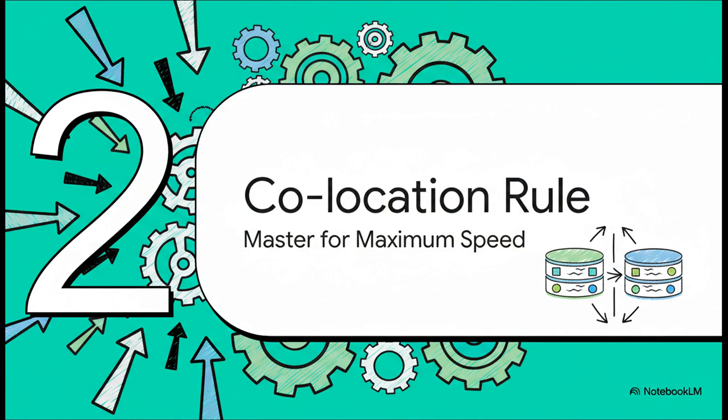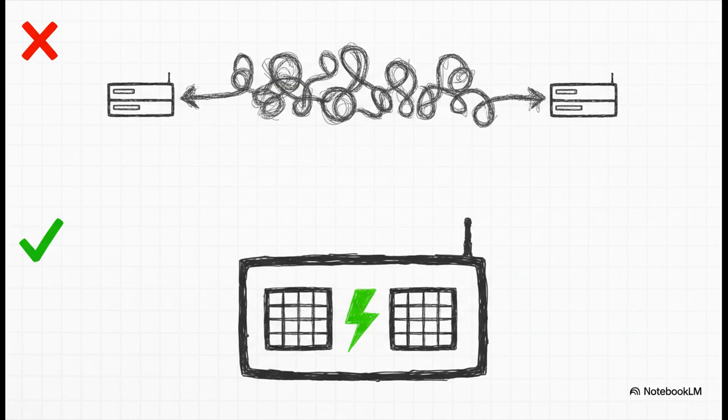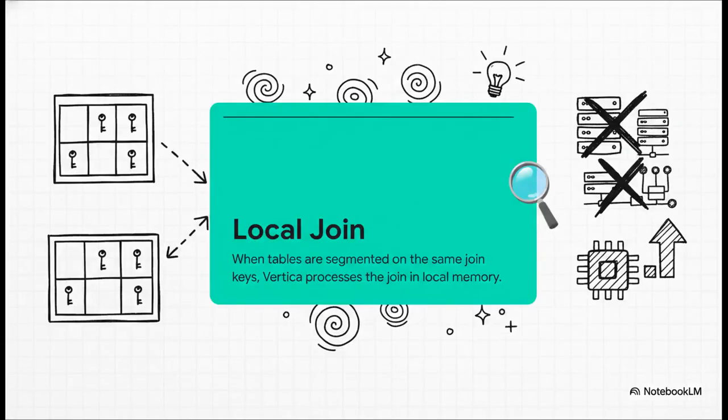This next concept, co-location, is literally the single most important principle for getting lightning-fast join performance in Vertica. Here it is, the crucial point. If you can avoid moving data across the network just to join it, you are going to win the performance game every single time. The whole goal is to make the data you need for a query available right where the computation is happening. And this is the ultimate prize we're all chasing: a local join.